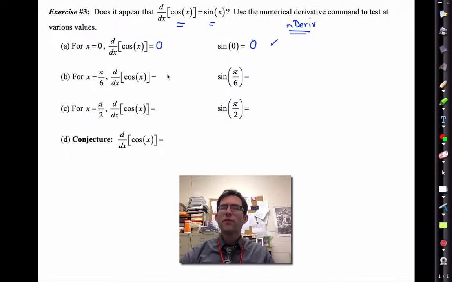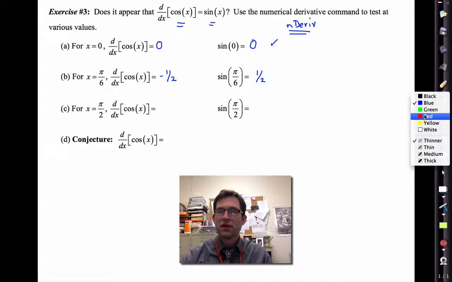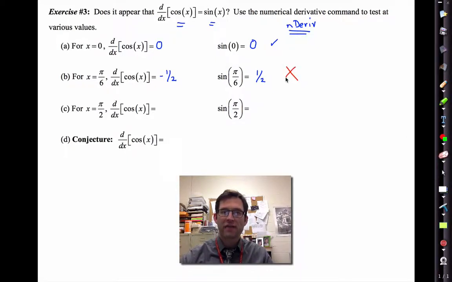But the derivative of cosine x at pi over 6, on the other hand, is negative 1/2. Sine of pi over 6 is a positive 1/2. I'm going to put a giant red X. So that doesn't work. So right now, unfortunately, we know that the derivative of cosine is not sine. But maybe it's something that we can use.